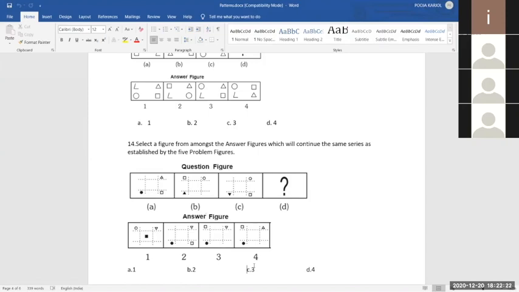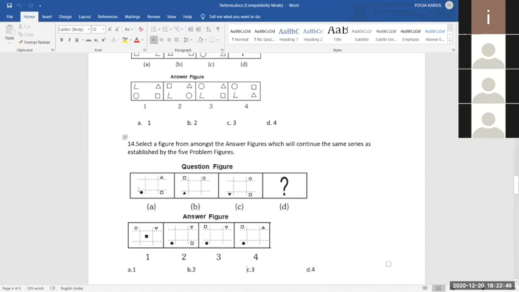Second. Fourth one. Okay. Any other answer? Either fourth or the third. Third one. I think it's third. Yes, it's the third one.